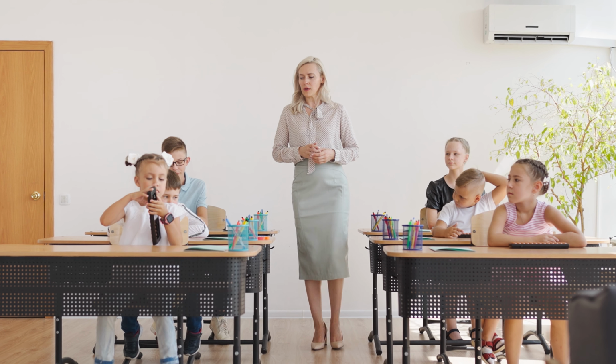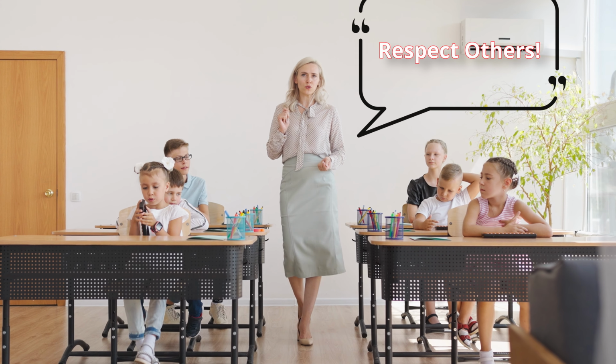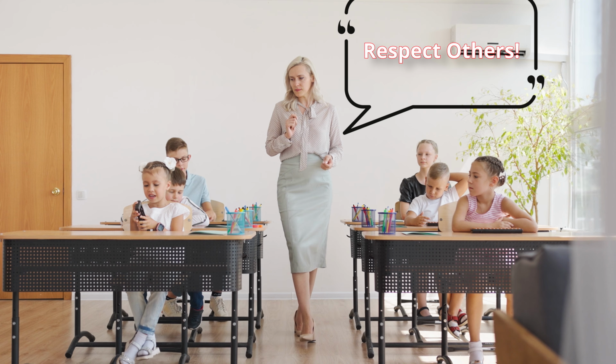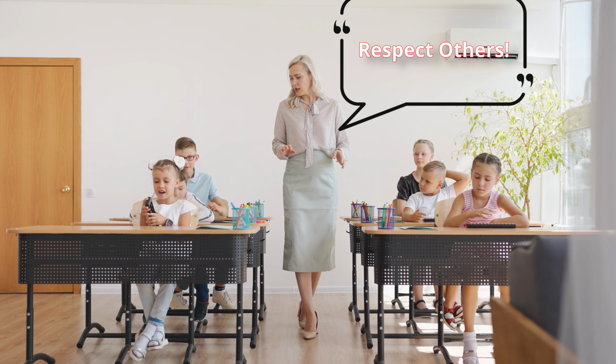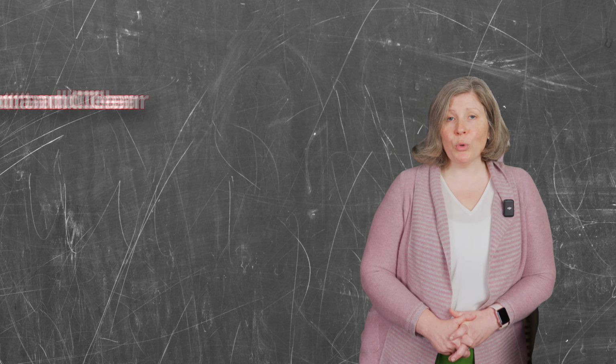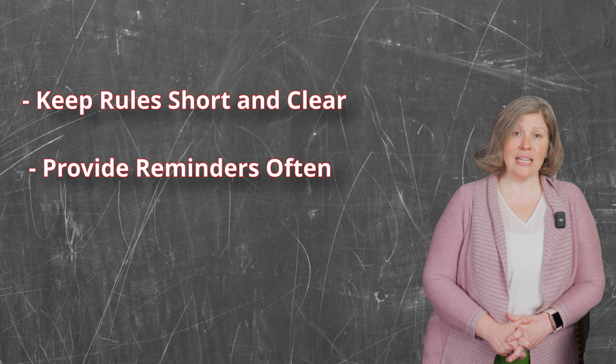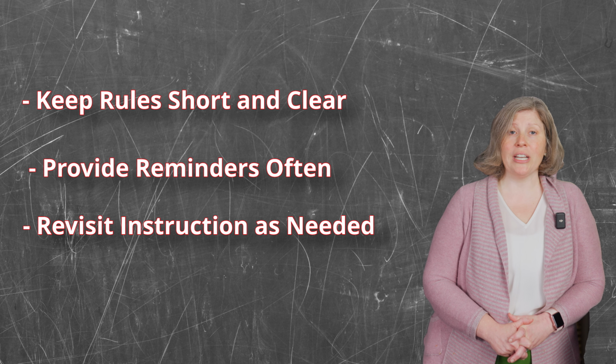When considering expectations, it's easy to end up with hundreds of things you want students to do, and that presents a problem for teaching. To solve this problem, we should teach concepts like respect others, and then provide examples for what that looks like under a range of circumstances that would be natural for your students. We call these anchors. And in addition, keep rules short and clear. Provide reminders often to facilitate success, and revisit instruction as needed.